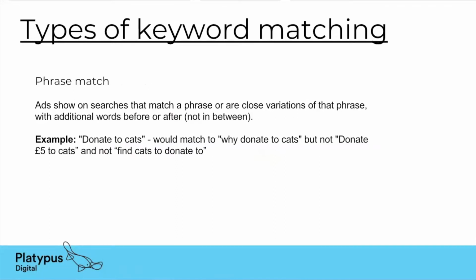Phrase match means that ads are going to show on searches that match a phrase or close variations of that phrase with additional words before or after, but not in between. So an example might be if you've got a phrase match on donate to cats, you would turn up for the search why donate to cats, but you wouldn't turn up for something like donate £5 to cats or find cats to donate to, because it doesn't include the phrase donate to cats.